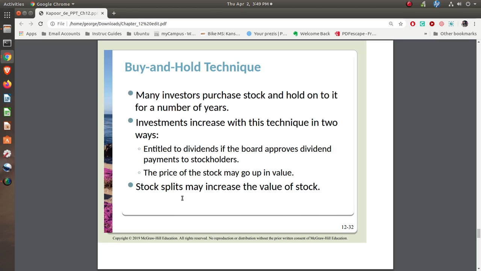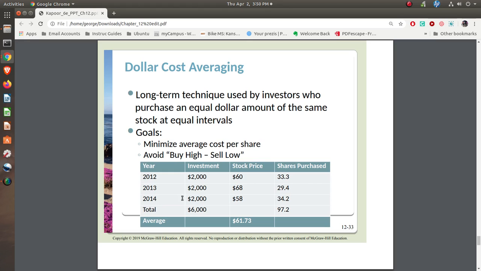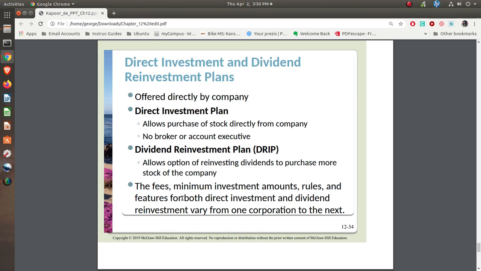So the buy and hold technique is where you are actually holding on to it for a number of years. And what you're doing is you're hoping that the stock increases in price and value, and you're getting income off of the dividends. Dollar cost average is where, over time, you buy multiple shares of the same stock, but at different prices. So what you do is you take all of those, average it up, and that'll give you what your average price is for that.